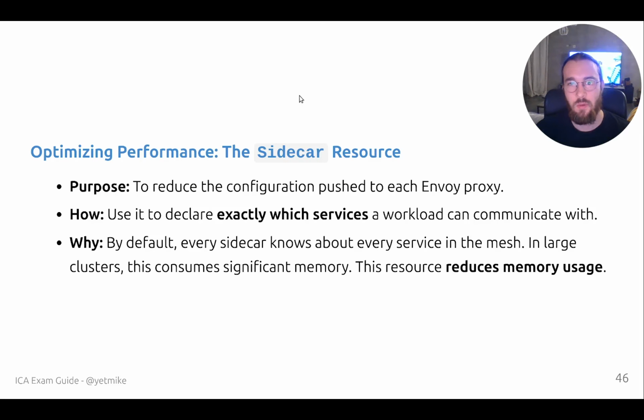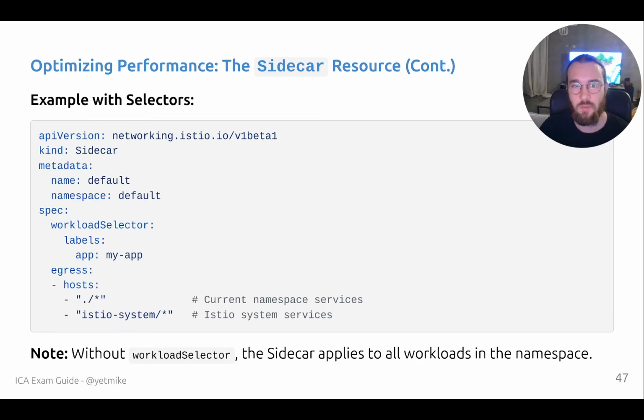You can also use the sidecar resource. You know that you might enable the sidecars with the labels, but also you can create the sidecar resource. And with that, you can specify the set of the services, like labeled services, for which you can inject the sidecars. And also here you can specify what namespaces your workload can talk to. This one is the current namespace, and this one is the Istio system namespace.